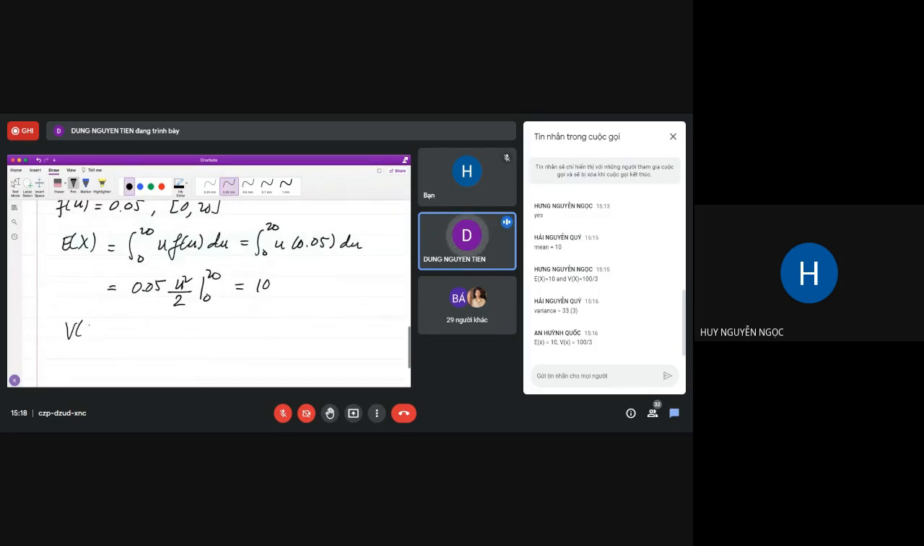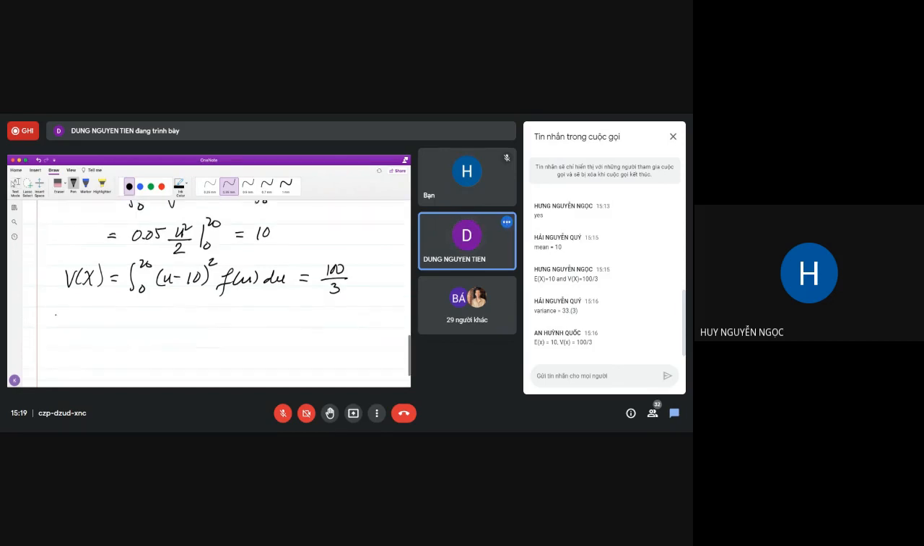How about the variance of x? The variance of x is the integral from 0 to 20 of (u minus the mean value) squared times f(u) du. Then you can do the calculations to get 100 over 3.